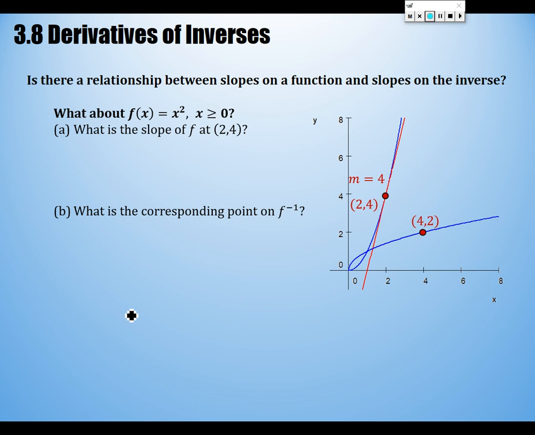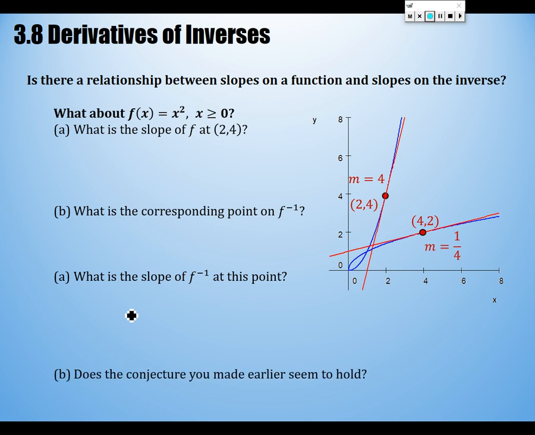I have the same series of questions here. What's the corresponding point on f inverse? What's the slope on f inverse at this point? And then let's think about the conjecture again. So go through those real quick, again with the tables here. Figure out what the slope is. Use some calculus here. What's the corresponding?